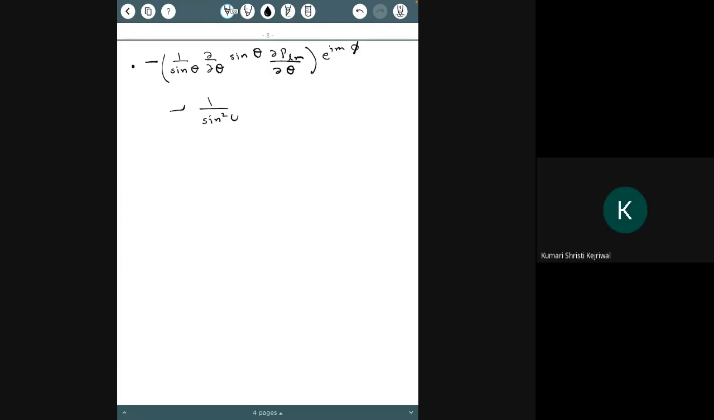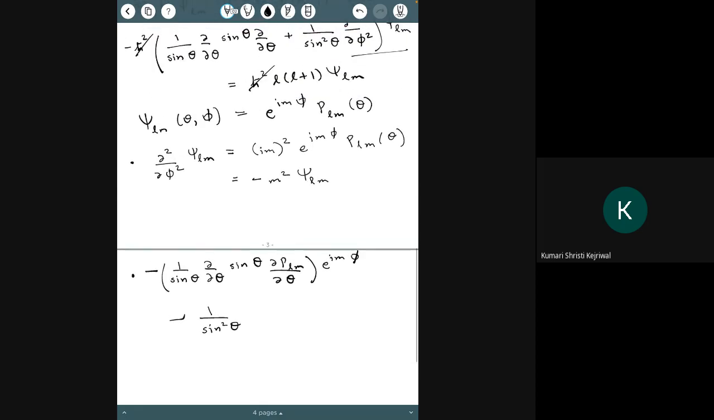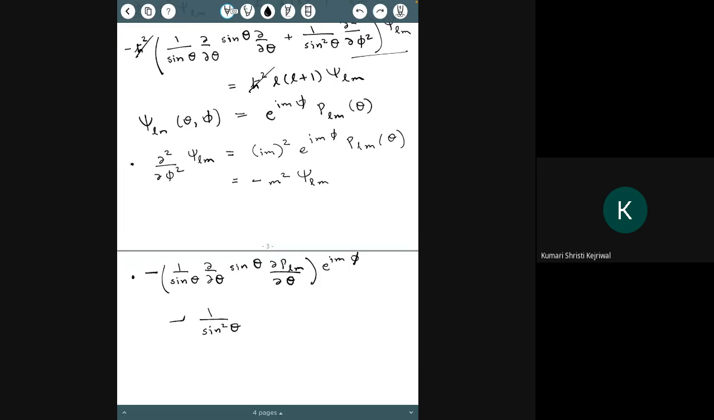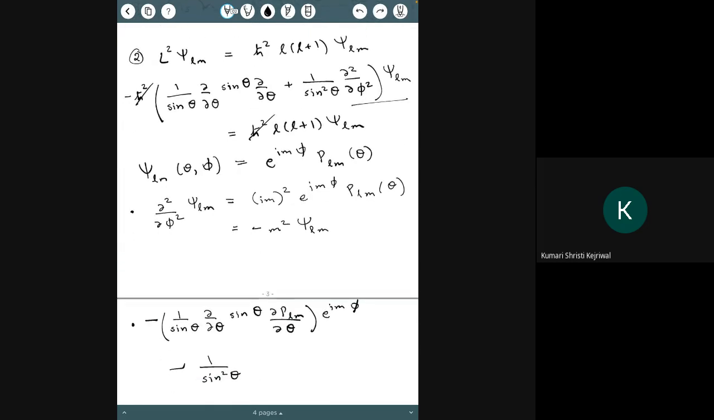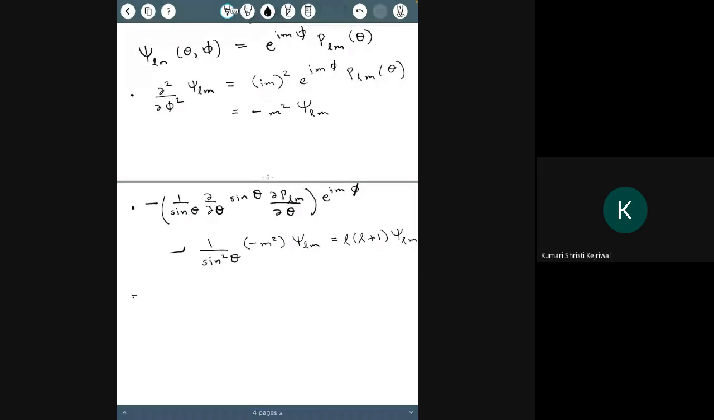Ma'am, could you scroll up a little? Is that fine? Yeah, ma'am, just 1 minute. One more. Okay. Minus m square psi Lm. Okay. This is equal to L into L plus 1. Done? Yes, ma'am. Okay.